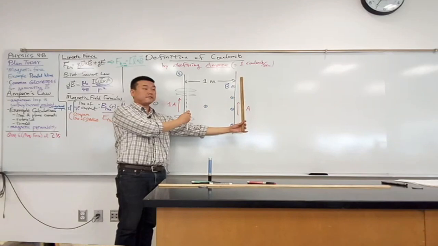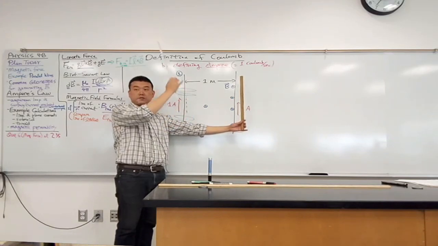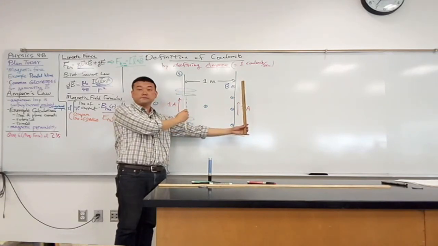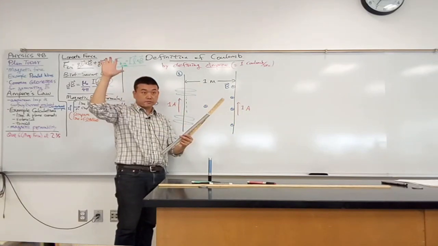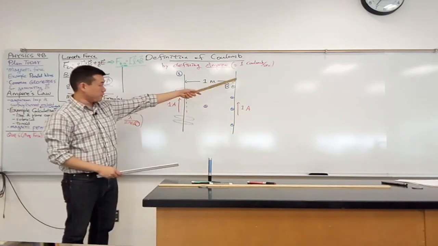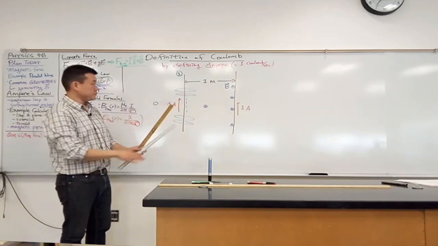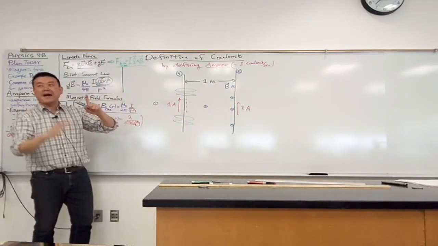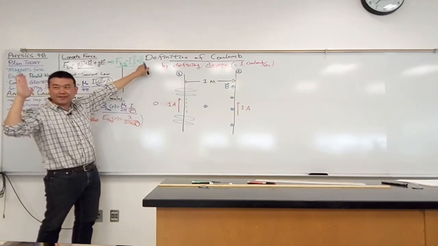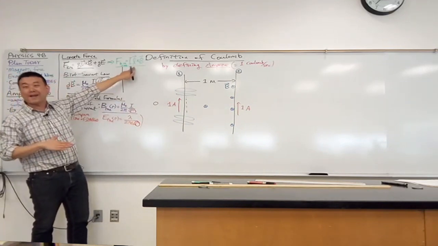How many say attractive? How many say repulsive? Yeah, so this is where you have to be careful and go through the rules, the right-hand rule. So I know the direction of magnetic field here, into the board. My hand shouldn't point in the direction of magnetic field. It should point in the direction of the wire.